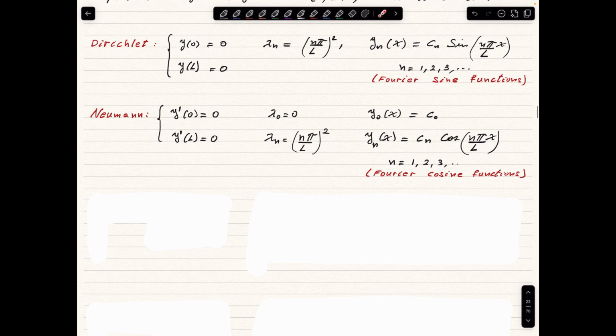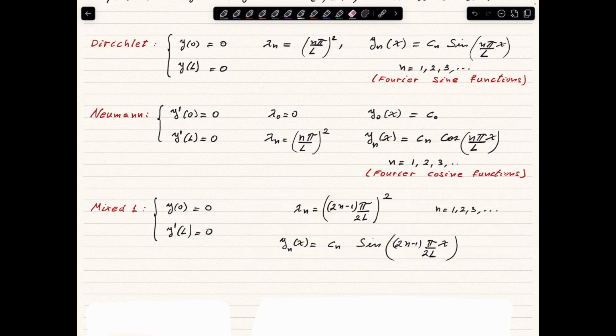We also solved the same differential equation with mixed boundary conditions, where in the first boundary condition we look for solutions where the function vanishes, and in the second boundary condition the derivative vanishes. And this is what we get. Now the eigenvalues are different, and the eigenfunctions, where n is again 1, 2, 3 up to infinity, are sine functions of the square root of the eigenvalue times x.